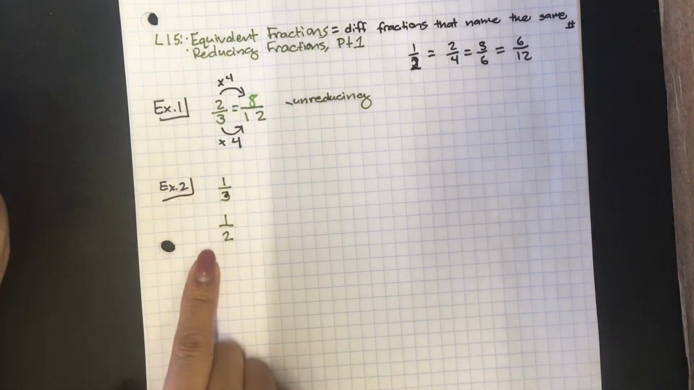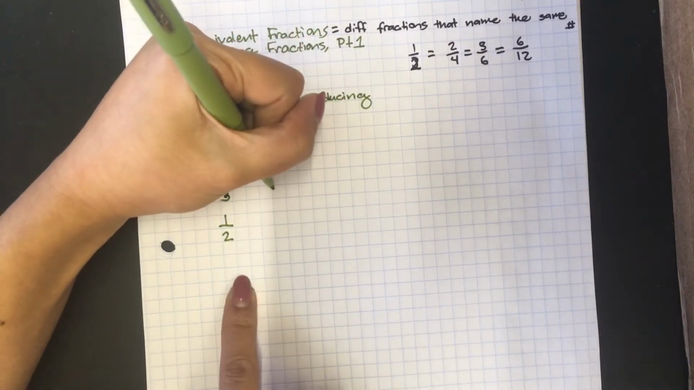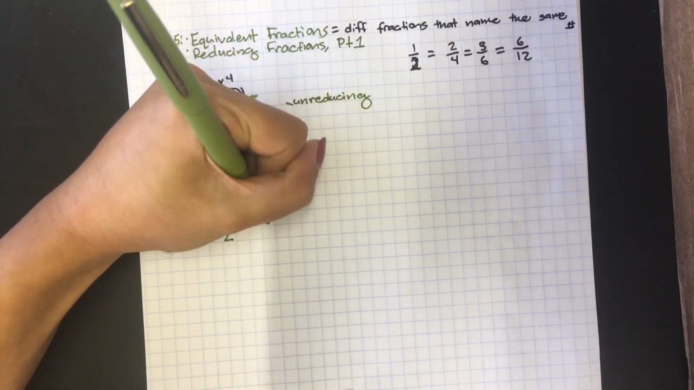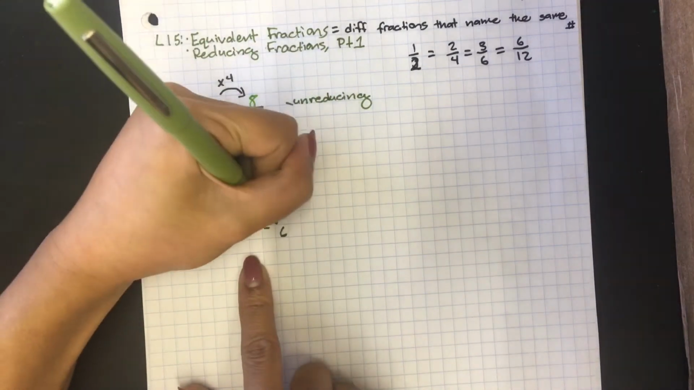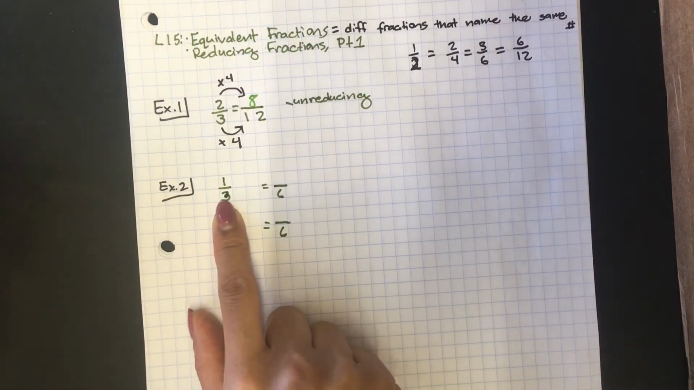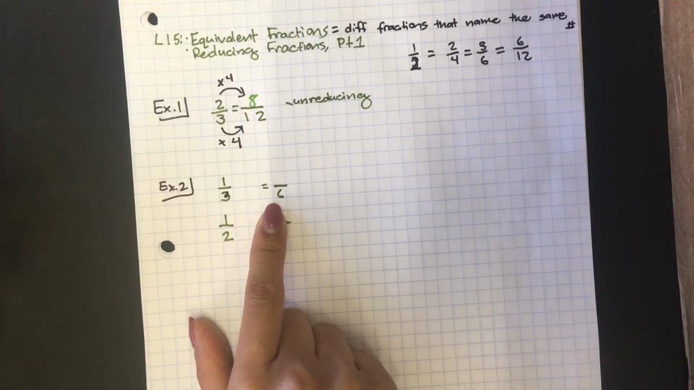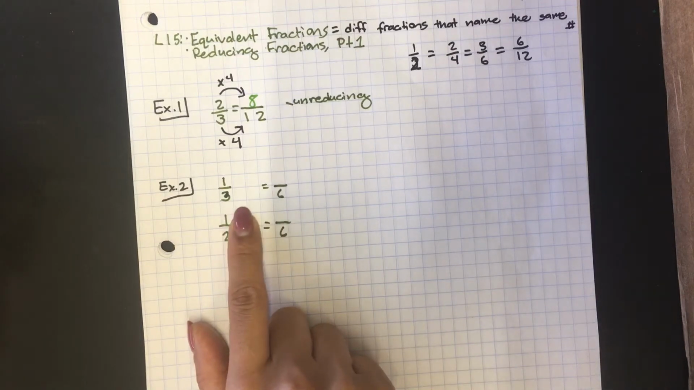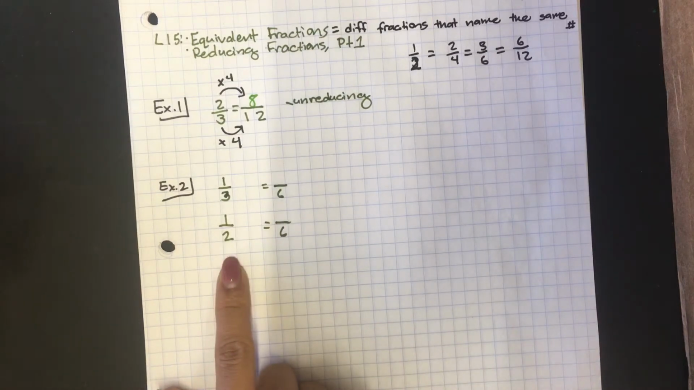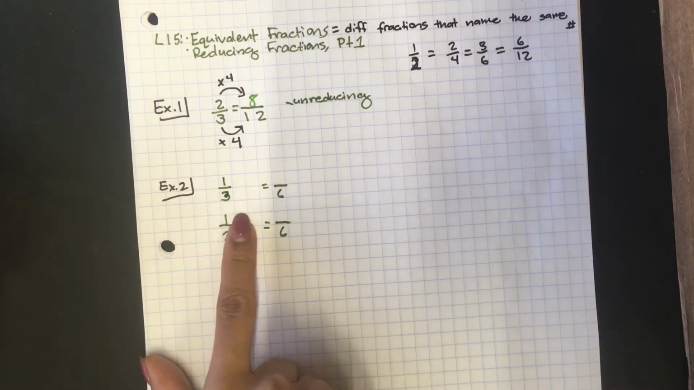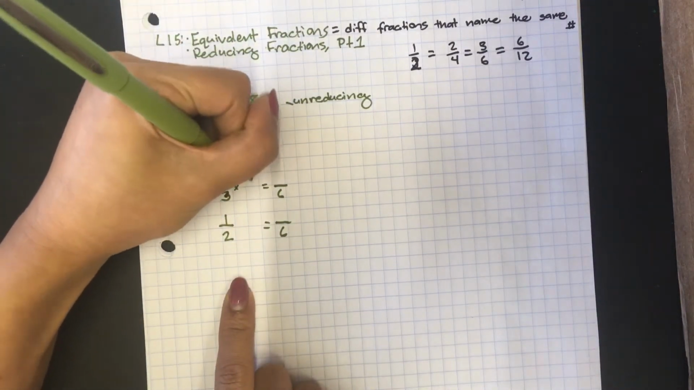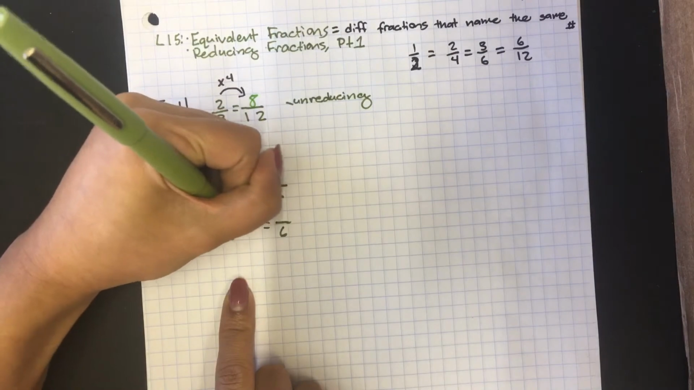Okay, so I have 1/3, 1/2. I need it to have a denominator of 6. And this one also denominator of 6. So I'm going to start off with the 1/3. What am I going to multiply 3 by to get 6? I'm going to multiply this by 2, but remember it's going to be 2/2. And then what am I going to multiply 1/2 by? I'm going to multiply 1/2 by 3/3, so my denominator is going to be 6. So it's 2/2 and 3/3.